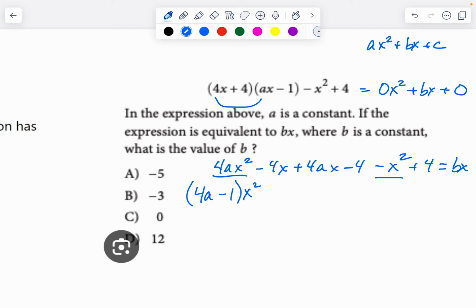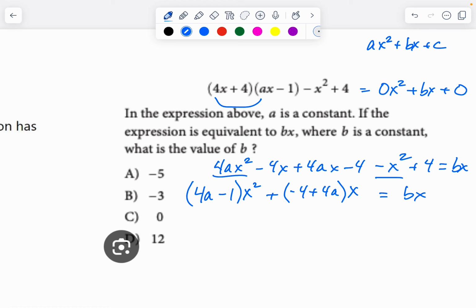If the expression is equivalent to bx, where b is a constant, what is the value? Well, okay. I'm not sure I like their problem, to be honest with you. Then I have a negative 4, and a positive 4a, so these two I was putting together. And then I see a negative 4 plus a 4 is 0, and so this is bx.